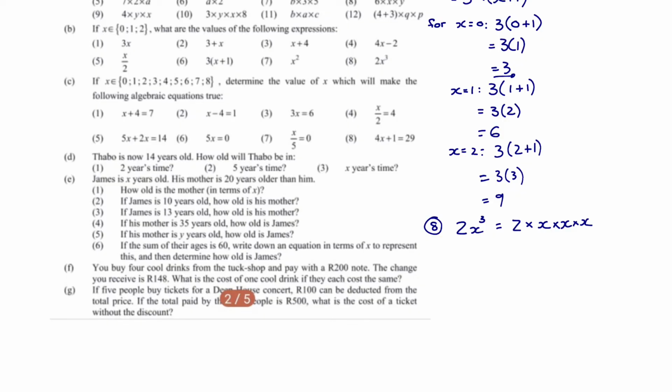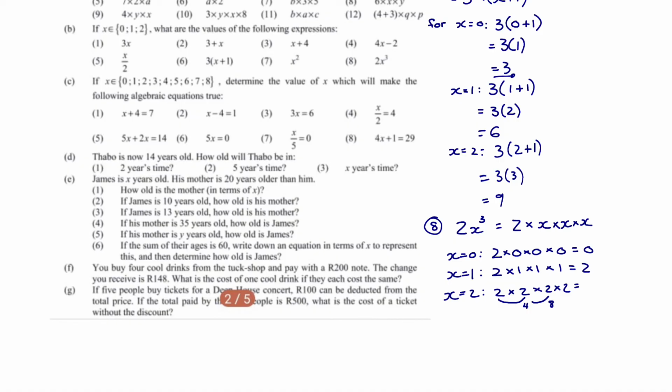So, let's see. For x equal to 0, we will have 2 times 0 times 0 times 0, which is then 0. For x equal to 1, we have 2 times 1 times 1 times 1, which is then 2. For x equal to 2, 2 times 2 times 2 times 2 adds up to, so 2 times 2 is 4, 4 times another 2 is 8, and 8 times another 2 is then 16.